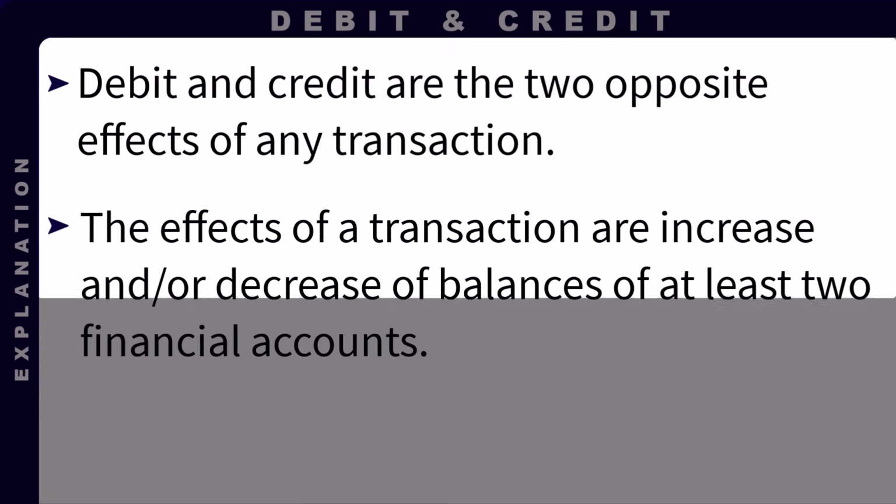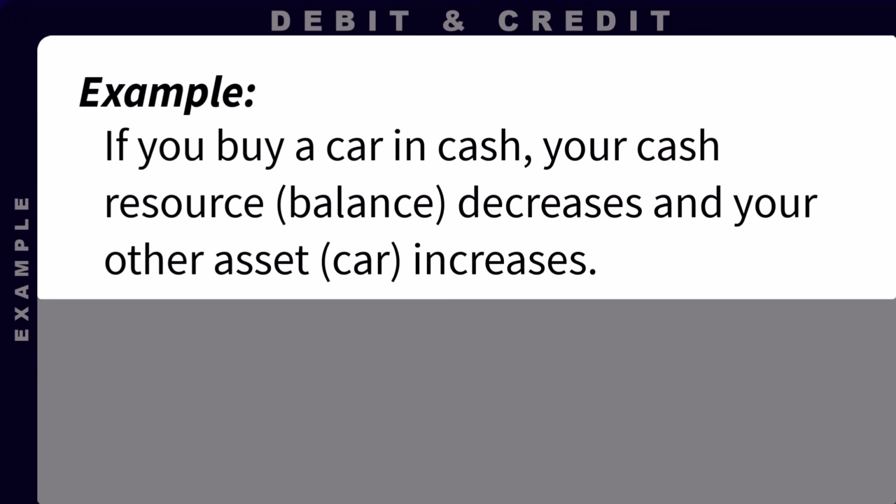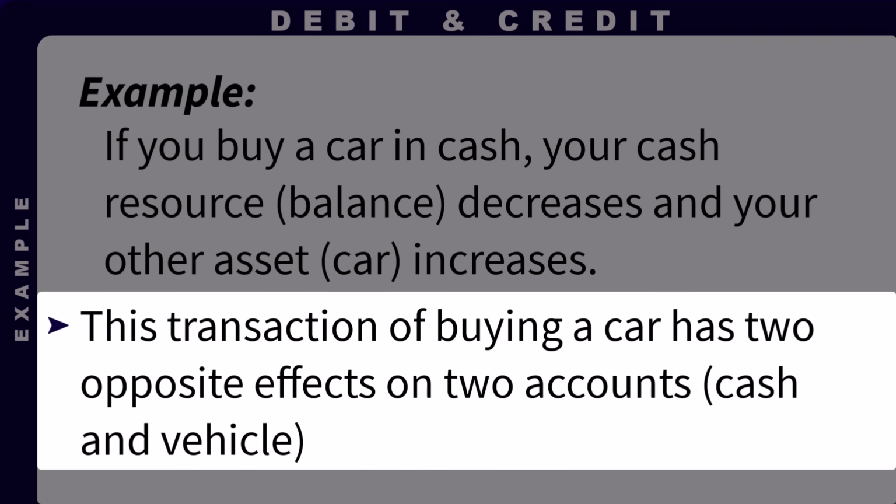Again, to the car buying example, if you buy a car in cash, you will now have less cash because you paid to purchase the car. The opposite effect of this car buying transaction is that you now have more cars because you bought a car. In this example, both your cash and your car are assets, and the transaction has opposite effect on each one. It increased one and decreased the other. This is just one example.